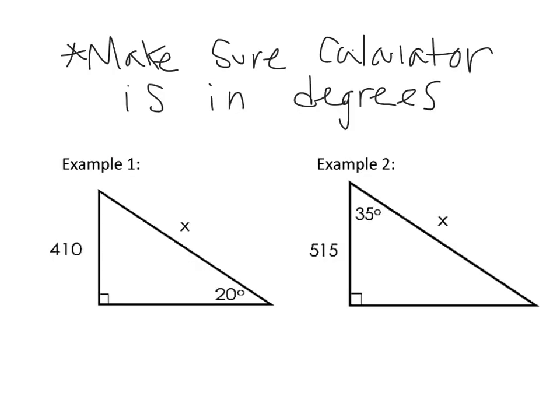Alright, when using trigonometric ratios, please make sure your calculator is in degrees. So if you do these problems along with me and you get different answers than me, it's quite possible your calculator is in radians and not degrees. To change that, you just click the button on your calculator that says mode, arrow down to where it says degrees and radians, and make sure degrees is highlighted, not radians.